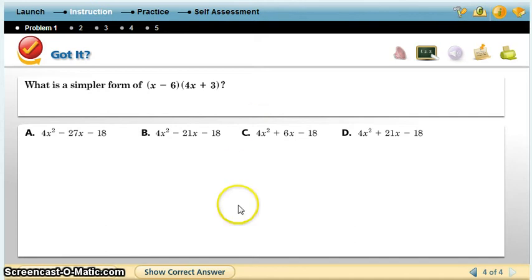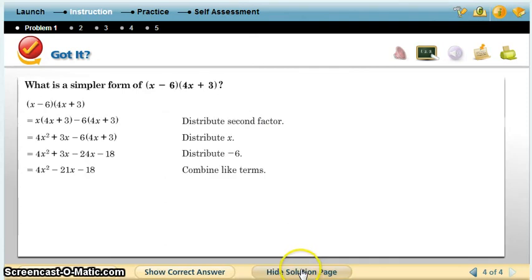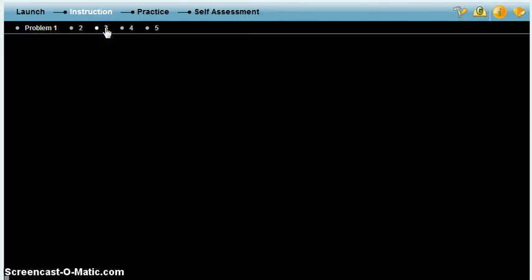All right, your correct answer is B. And just to give you an idea of how you would solve that, you distribute the x and the negative 6, then you distribute each of those into the parenthesis, and then simplify. All right, now we're going to look at a different method, which is the method that many of you will probably prefer when multiplying two binomials.